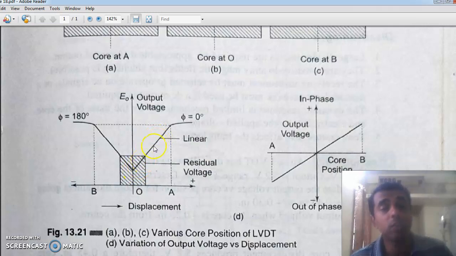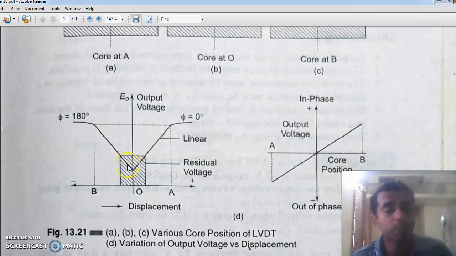That is why we call it a linear variable differential transducer: it is linear up to the furthermost leftmost point A. Beyond that, you can see that non-linearity creeps in and the curve is no longer linear. Okay, so this is how the voltage is generated. The voltage magnitude is positive and it is increasing in the positive direction.